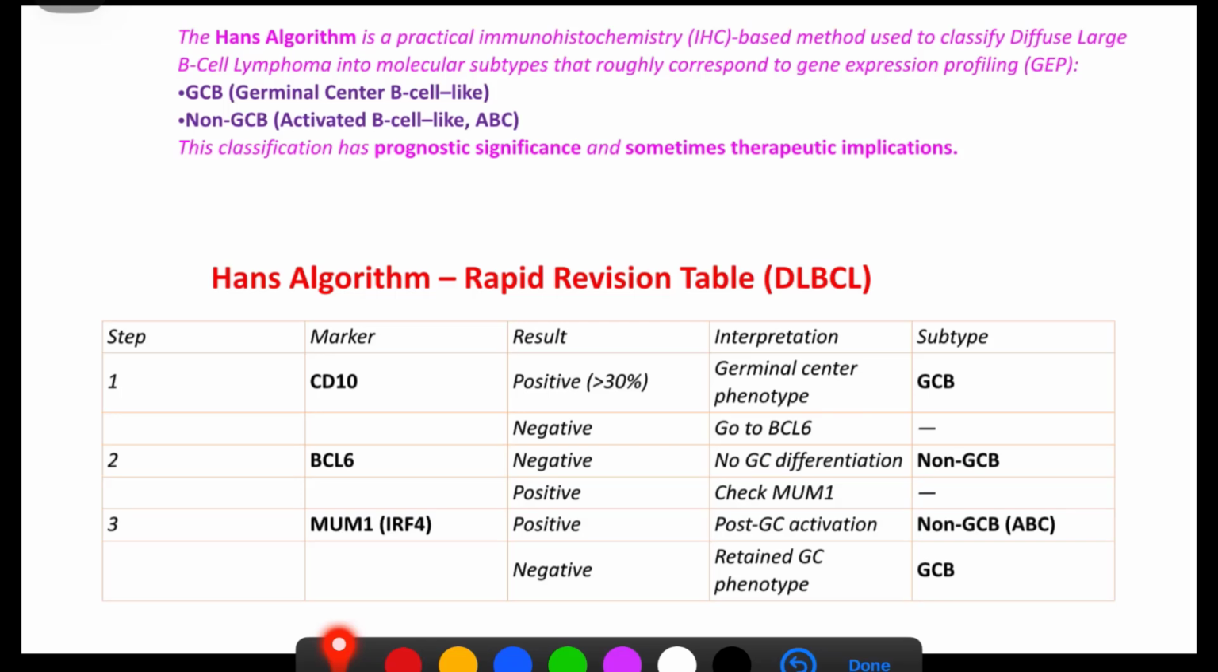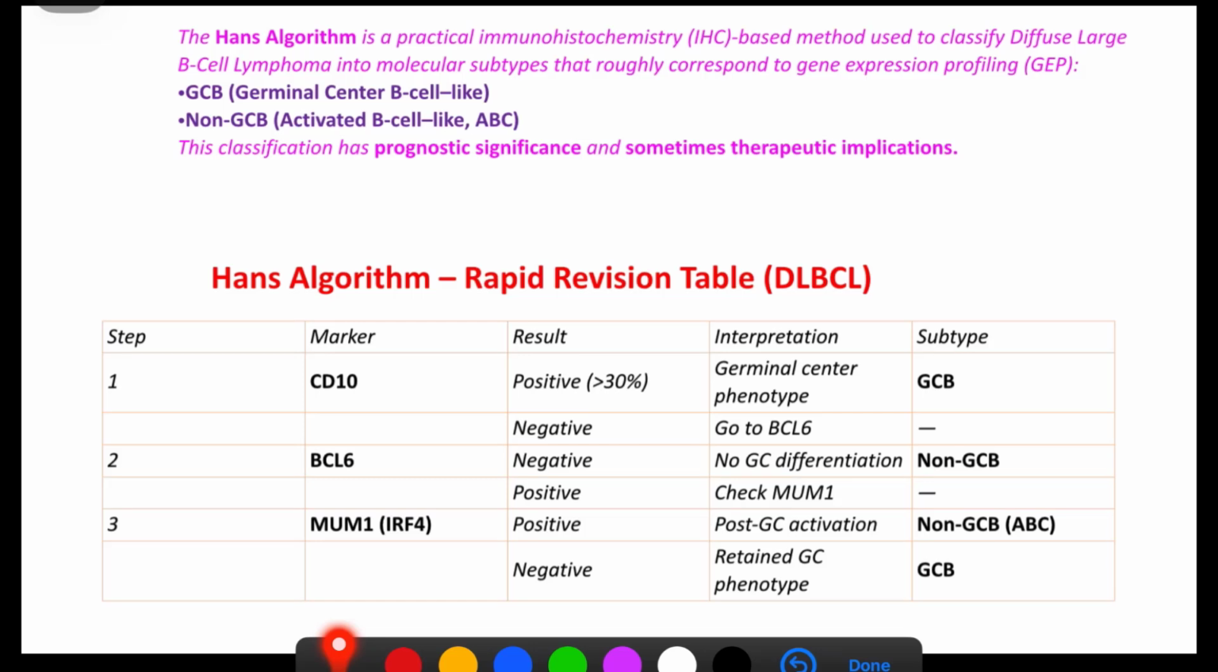Now, what is the Hans algorithm? Whenever we see all these types of features, we have to go for IHC, and to classify on the basis of the Hans algorithm, we require CD10, BCL6 and MUM1. On the basis of this, we can differentiate GCB, or germinal center B cell like, from non-GCB, which is activated B cell like, ABC. This classification has prognostic significance and sometimes therapeutic implications.